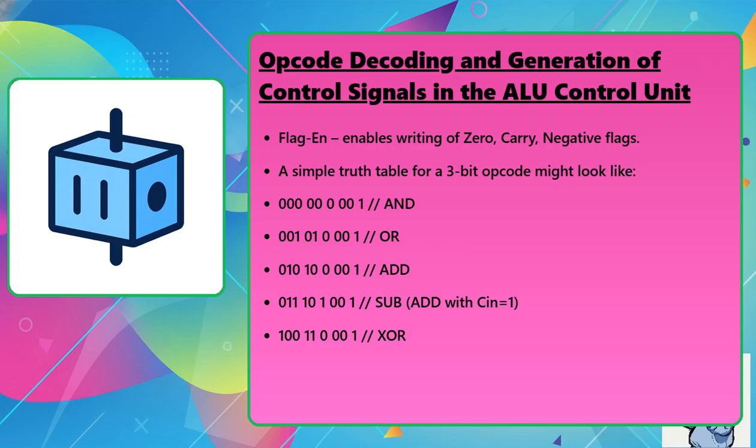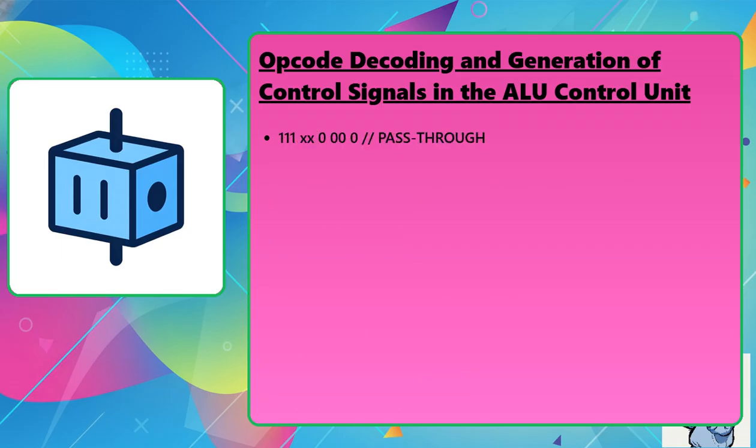1 0 0, ALU select 1 1, carry in 0, shift control 0 0, flag enable 1, XOR. 1 0 1, ALU select don't care, carry in 0, shift control 0 1, flag enable 0, shift left 1. 1 1 0, ALU select don't care, carry in 0, shift control 1 0, flag enable 0, shift right 1. 1 1 1, ALU select don't care, carry in 0, shift control 0 0, flag enable 0, pass through.